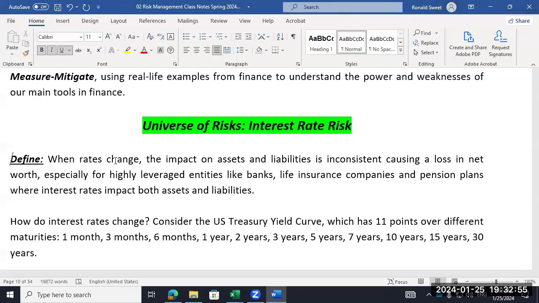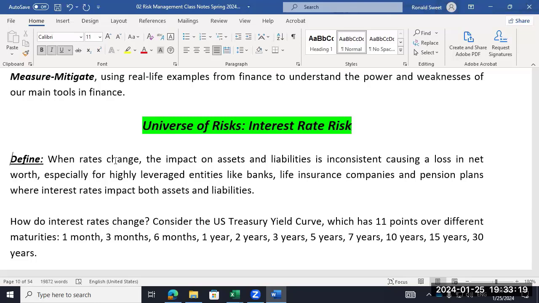So my definition is interest rates change. And you can see we're really specific here. Assets and liabilities, you've got to include them both. Assets and liabilities are both impacted. We're talking about banks. So banks are definitely impacted by interest rates on both the asset side and the liability side. And because of that, you have the potential for loss.